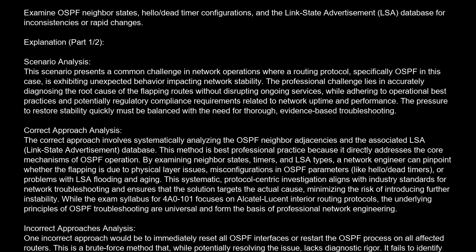While the exam syllabus for 4A0-101 focuses on Alcatel-Lucent interior routing protocols, the underlying principles of OSPF troubleshooting are universal and form the basis of professional network engineering. Incorrect approach analysis.